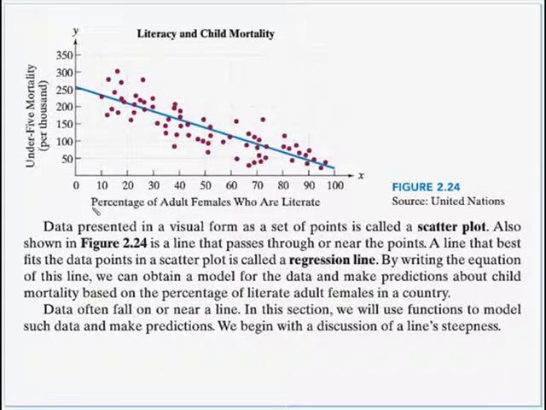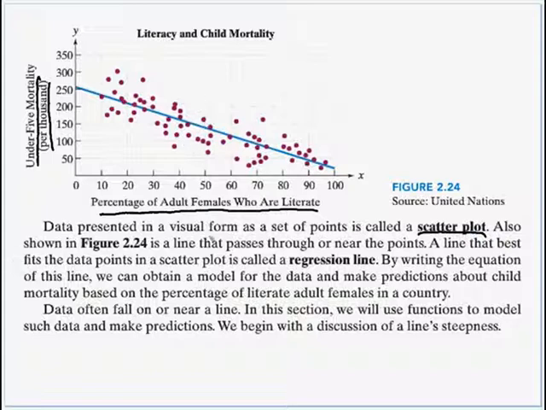In this graph, we have across the x-axis the percentage of adult females who are literate, and on the y-axis the under 5-year-old mortality rate per 1,000 people. And it looks like the graph has a lot of dots scattered across it, and it looks like we have a general downward trend here. So it says data presented in a visual form as a set of points can be called a scatter plot.